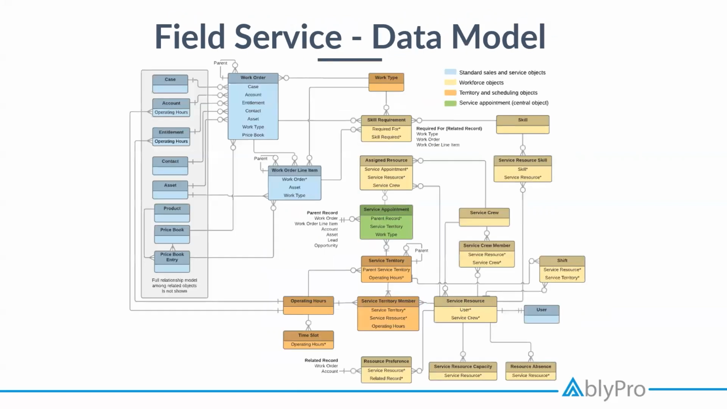If we look at another screen here, it's basically the same data model, except here we've got a lot more objects that we're talking about. You've still got the central core object, which is the service appointment, which is connected to your work order line items, accounts, asset, leads, and opportunities. But also what we have here is the service territories that we've set up.